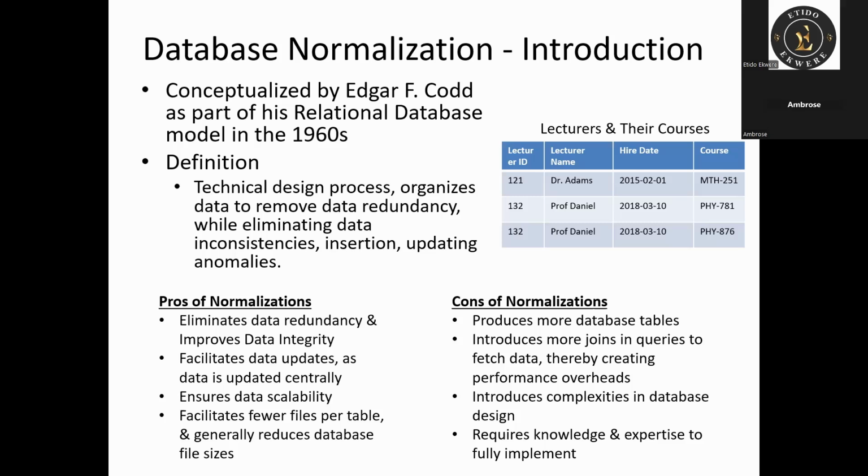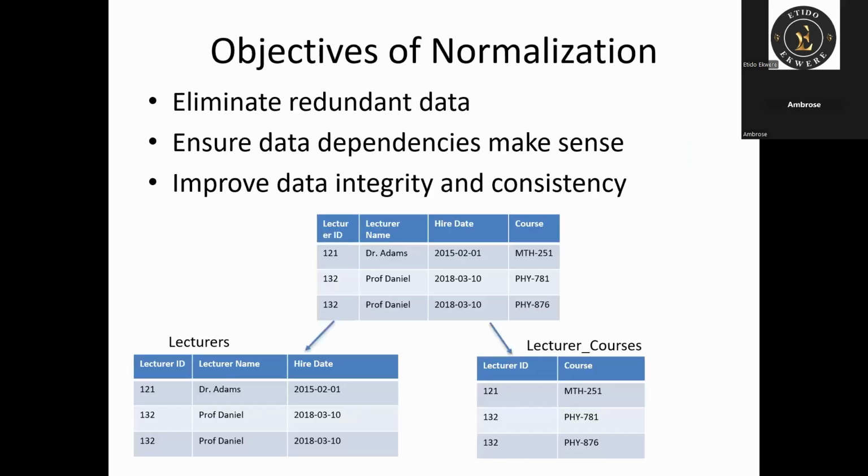Now, looking at this table, we begin to see the objectives. Why would you want to normalize your data? Like I mentioned earlier, you want to eliminate redundant data. You want to ensure that the dependencies make sense. You want to improve data integrity and consistency. So your data changes when you only update what portion you need to update, without having multiple operations just because you want to do just one update.